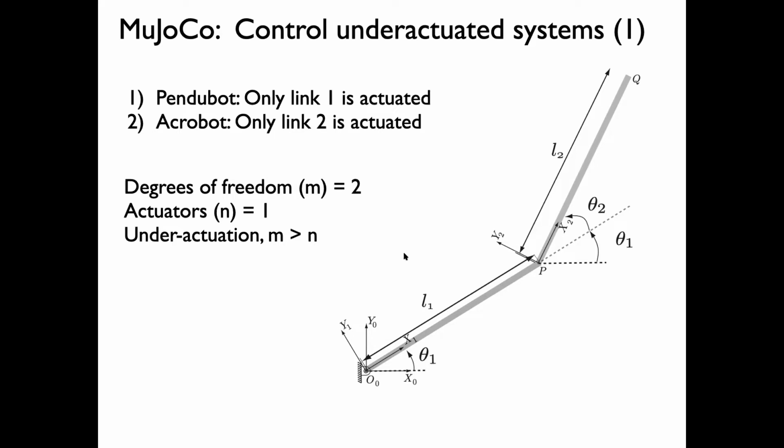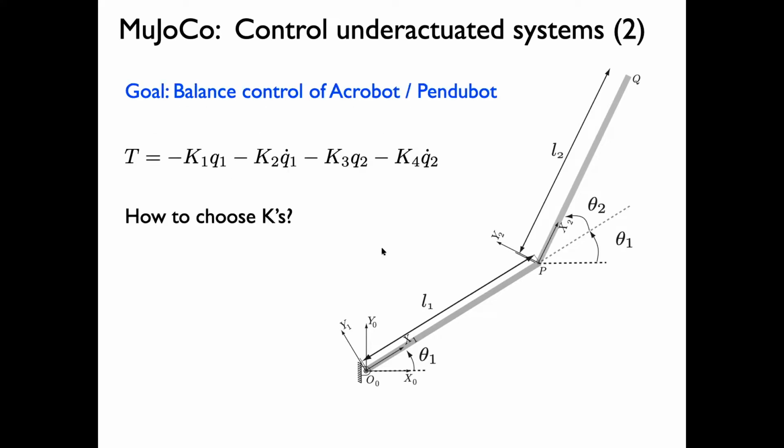We've seen a double pendulum, but there were two actuators, and you could just set a PID controller for each of those actuators, and you could get wherever you wanted to, but it's kind of hard for these systems. So what we'll do in this class is essentially balance control of an acrobot or a pendubot.